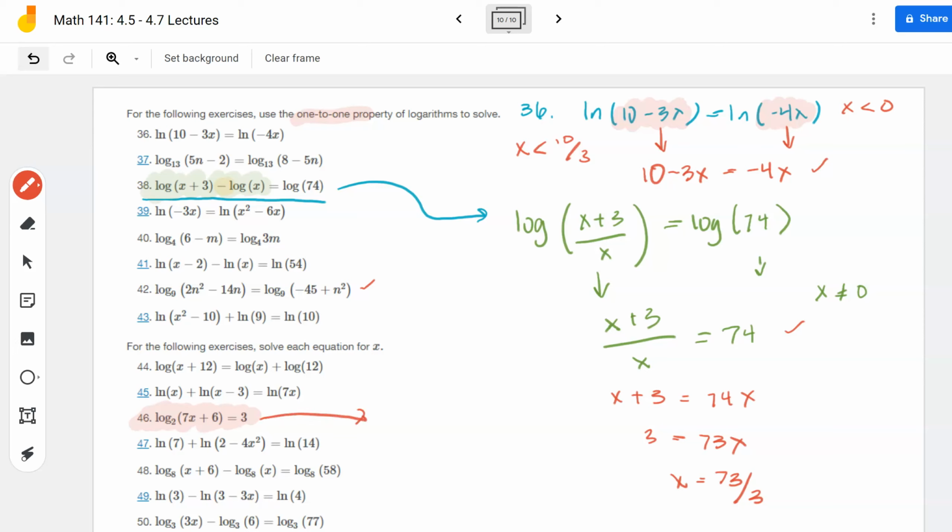The only one that doesn't have the logs on both sides is 46. So for this one, you would have to rewrite 2 to the 3 is equal to 7x plus 6. And now we're just back to a linear equation. So the examples in the book were a little lame. I like a more challenging example. So I'm going to go dredge one up, not from the OpenStax book because it's too easy, and we'll do that in our next video.